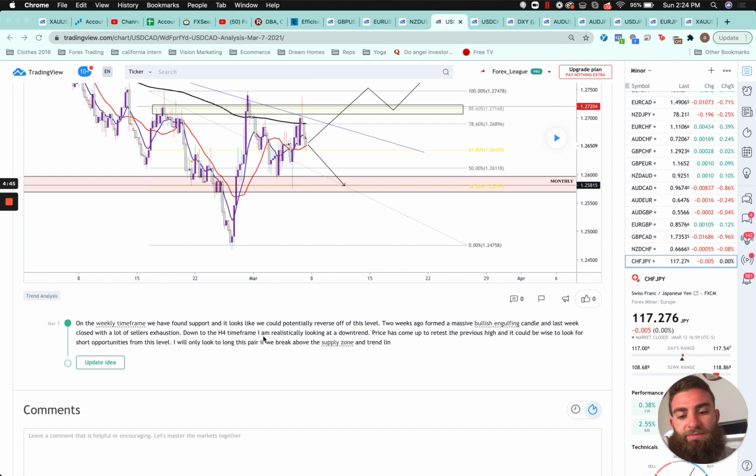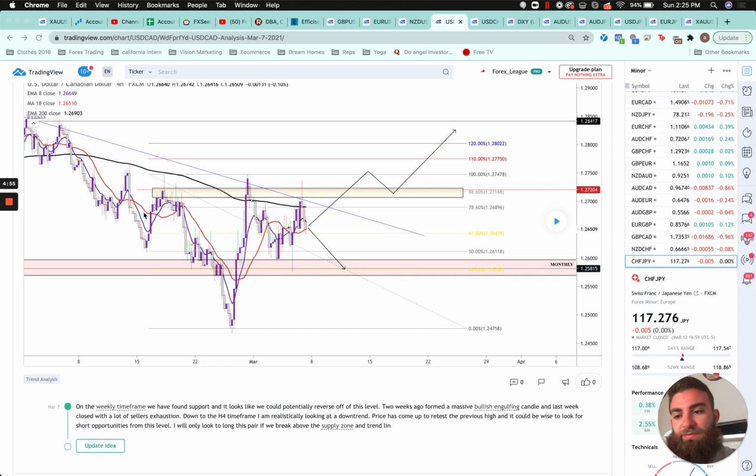Down to the 4-hour time frame, I'm realistically looking at a downtrend. Price has come up to retest the previous high, and it could be wise to look for short opportunities for this week. So I was looking for this. Obviously, clearly 4 hour is in a downtrend. I was looking for this thing to shoot lower to open the week. Let's play this forward.